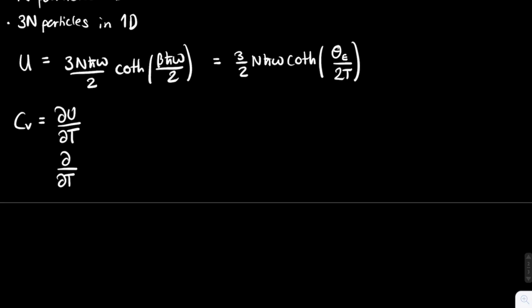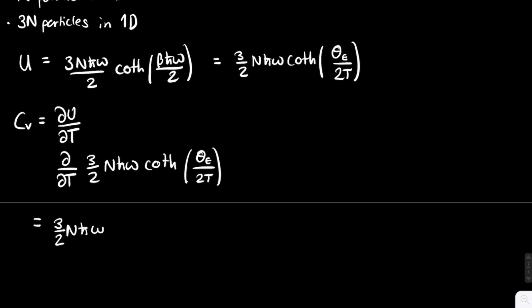So it's d/dT of (3/2)Nħω coth(θ_E/2T). Remember, the Einstein temperature is not a function of temperature. It's just a quantity which has dimensions of temperature, and is actually a function of frequency. A lot of this stuff is just going to come out the front. So we get (3/2)Nħω multiplied by the derivative with respect to T of coth(θ_E/2T).